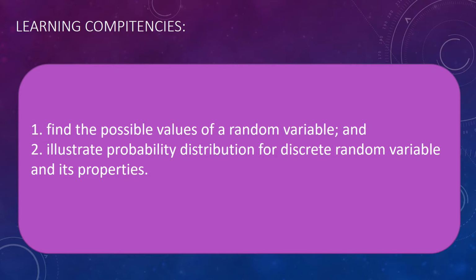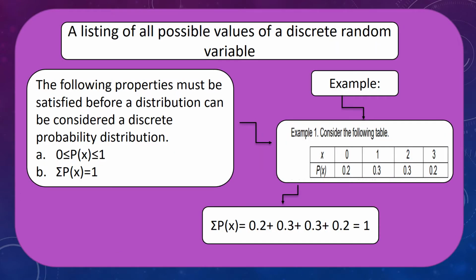and its properties. Okay, a listing of all possible values of a discrete random variable, along with their corresponding probabilities, is called a discrete probability distribution. A discrete probability distribution can be presented in tabular, graphical, or formula form.